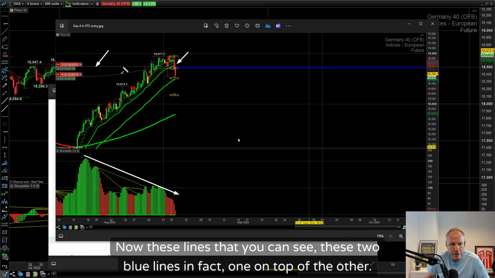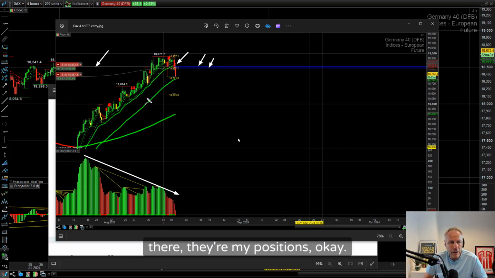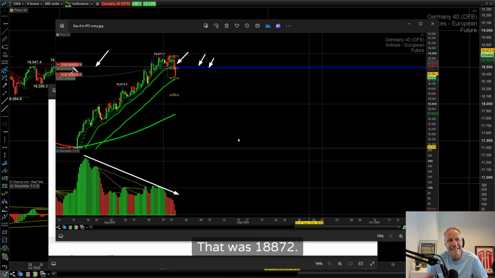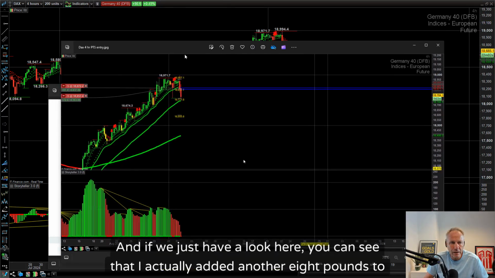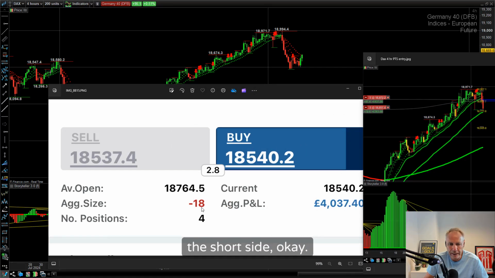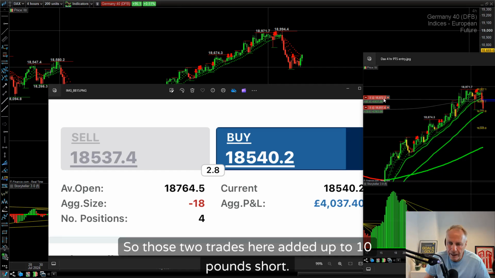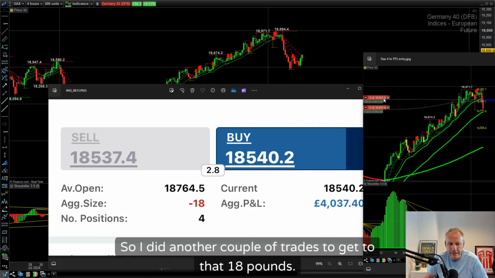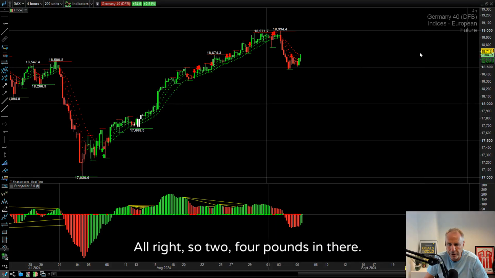Now these lines that you can see, these two blue lines, in fact one on top of the other, they're my positions. Okay, so my first trade with the spread betting account was with £5 per point short. That was 18,872. My second trade was 18,857, and if we just have a look here, you can see that I actually added another £8 to the short side. Okay, so those two trades here added up to £10 short, and then my average size here was £18 short, so I did another couple of trades to get to that £18. All right, so £24 in there.